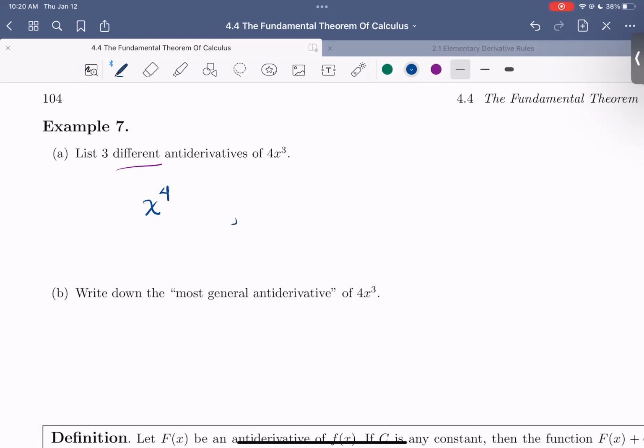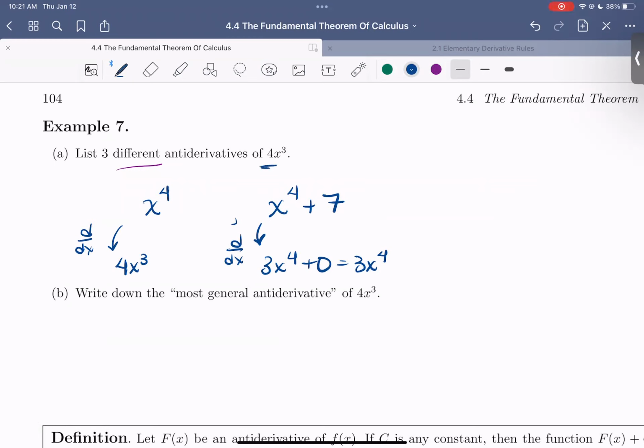Well, x to the 4, we can see that is an antiderivative because when we take the derivative, we get 4x cubed. But what if I had x to the 4th plus 7? When I took the derivative, what would I get here? I'd still have 4x cubed. Then the derivative of 7 is just 0. So I'd get the same result. So x to the 4th plus 7 is also an antiderivative of 4x cubed.